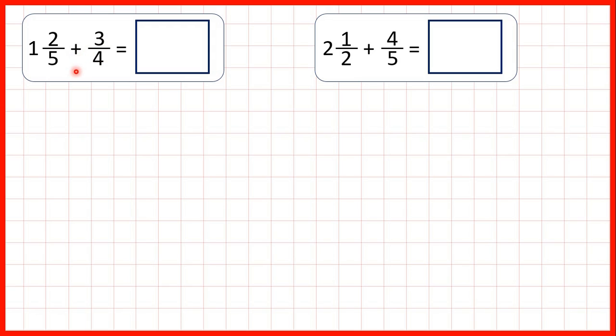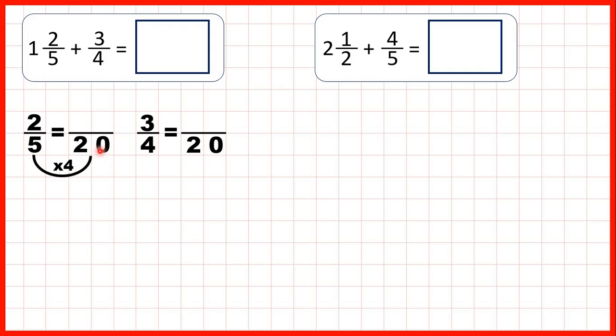To add fractions, we need the denominators to be the same, and the lowest common multiple of 5 and 4 is 20. So we can find equivalent fractions to 2/5 and 3/4, which both have a denominator of 20. 5 times 4 is 20, 2 times 4 is 8, 4 times 5 is 20, 3 times 5 is 15.